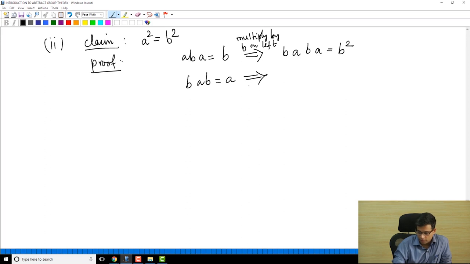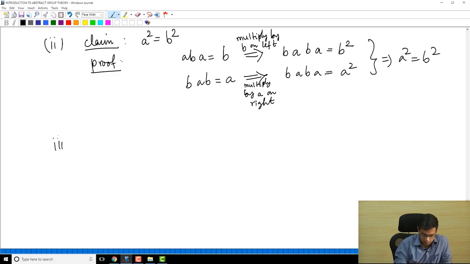I have also proved in the first step BAB equals A. Now multiply by A on the right. So I get BABA equals A squared, right? So BABA equals B squared, BABA equals A squared. So A squared equals B squared.